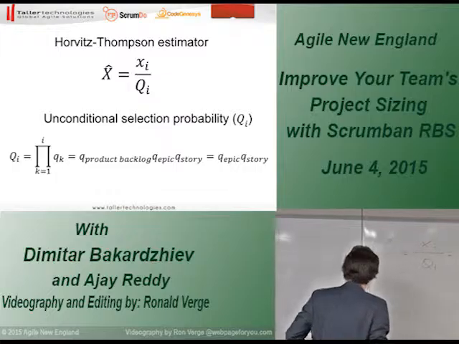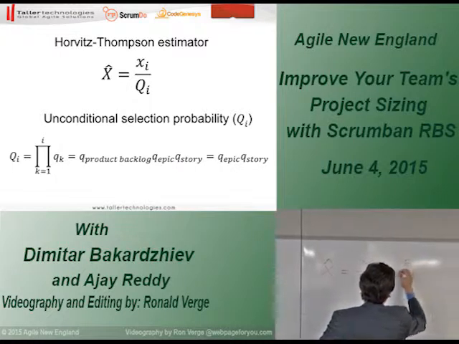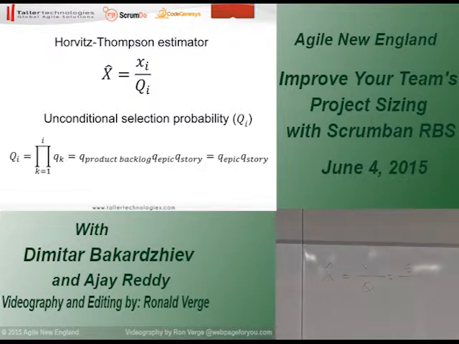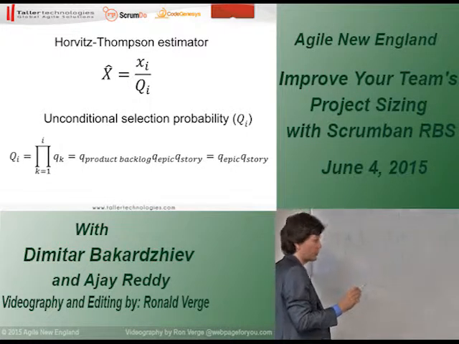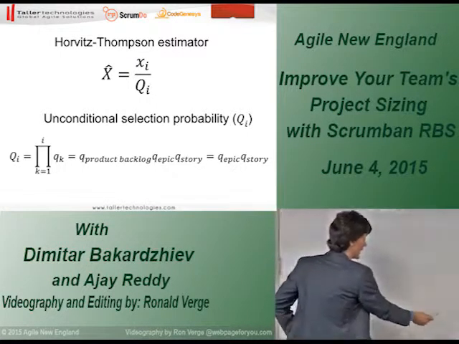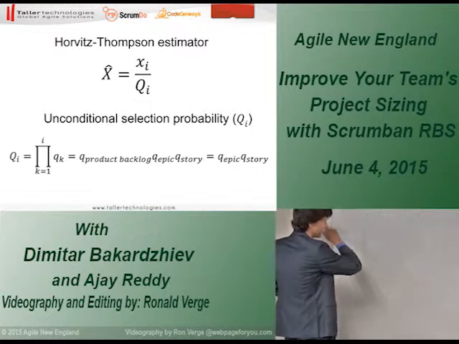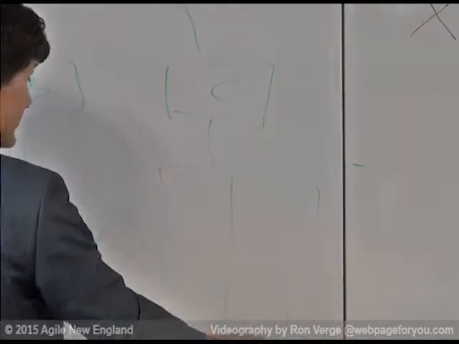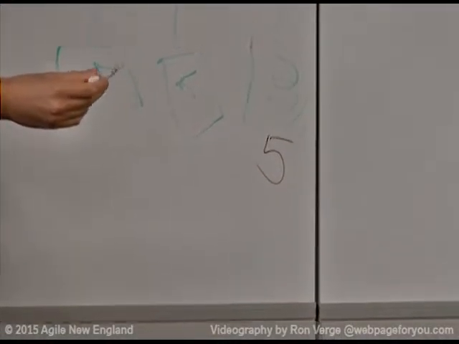Using this estimator, we have to divide the number of story points, which is 5, by the unconditional selection probability. It is a sampling technique, so we have to sample at random. We selected story number 7 not just by picking it, but at random. For instance, we picked at random one epic, this one, and then it has 3 user stories, and we picked at random one of them, which in this case is number 7.